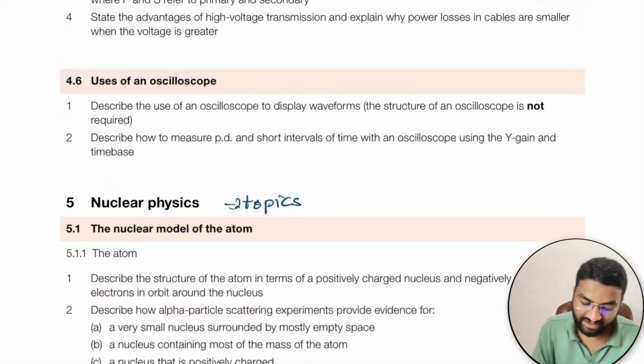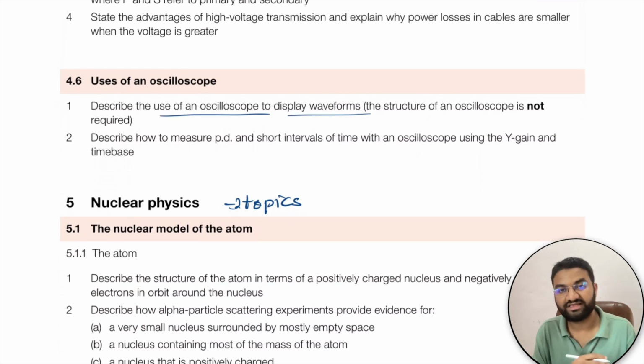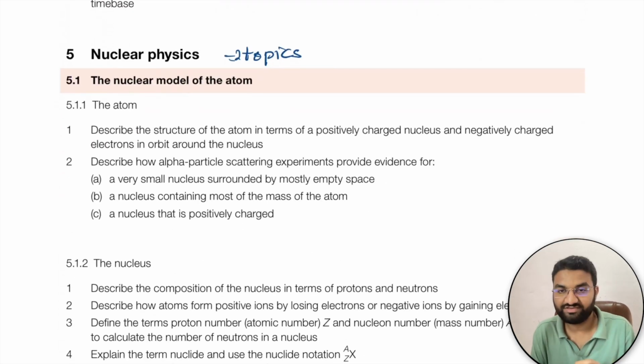And then lastly, use of an oscilloscope. The oscilloscope displays the waveform. We just have to understand this, which is a very simple and short concept. Then comes the nuclear physics part, which is one of the interesting ones. You have just two topics there.